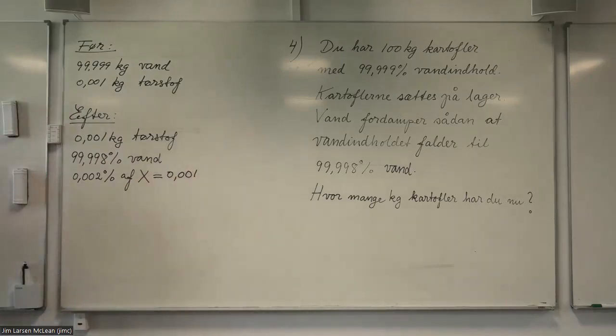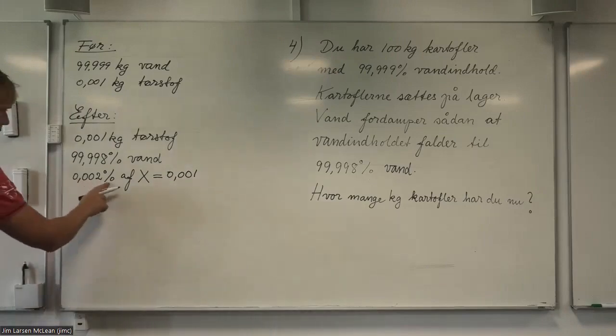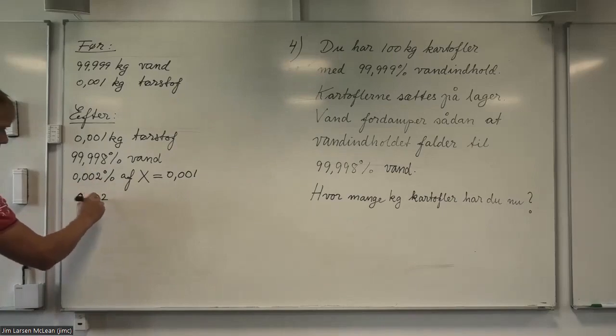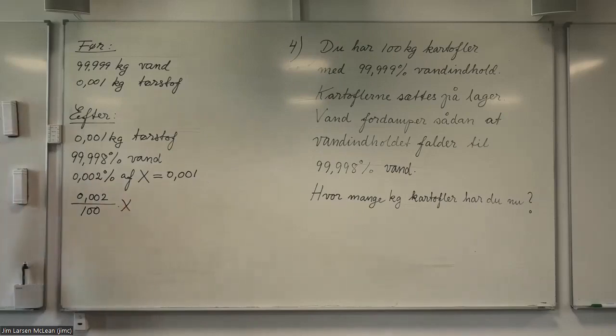And then it's just about solving that equation. And we've set up an equation. So what does percent mean? Per 100. So 0.002% means 0.002 hundredths. Something I don't know is the number of kilograms of potatoes after drying.